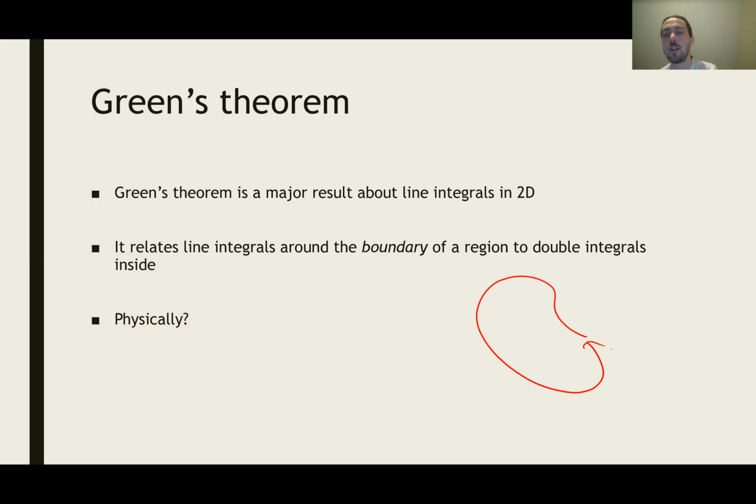And what it does is it tells you that we can calculate a line integral around the boundary of some kind of region inside two-dimensional space by calculating a double integral on the inside. And it has a physical interpretation too that we'll get to in a minute.